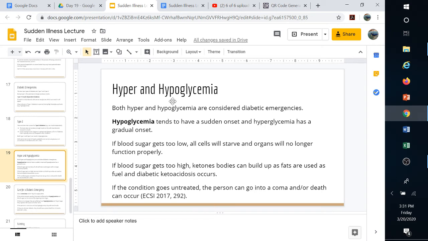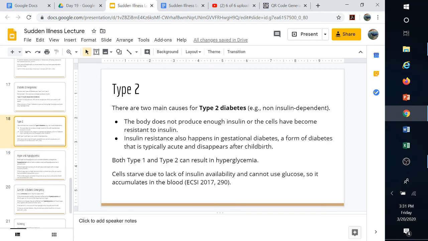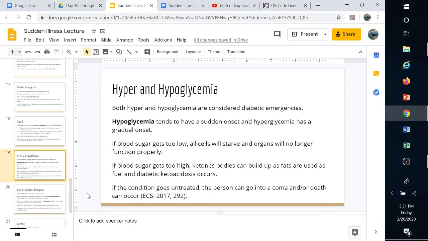Hyper versus hypoglycemia. Oh, I forgot to talk about gestational diabetes. Let's go back to that. So, an individual gets pregnant. The demands of having an unborn child as it develops, and then if the individual gains a bunch of weight, can cause insulin resistance. And then it's typically acute, not in all situations. It depends on how much weight the person gains, and it will often disappear after childbirth.